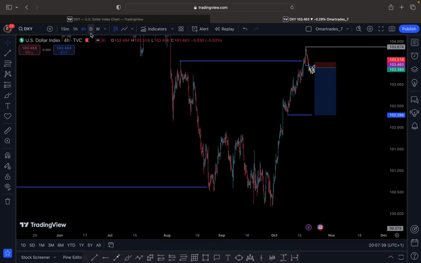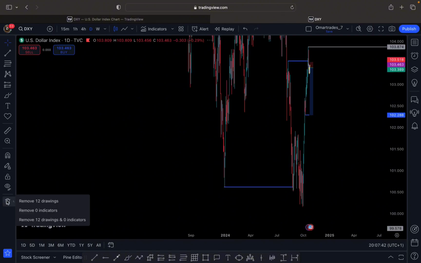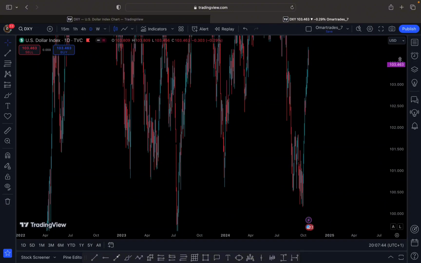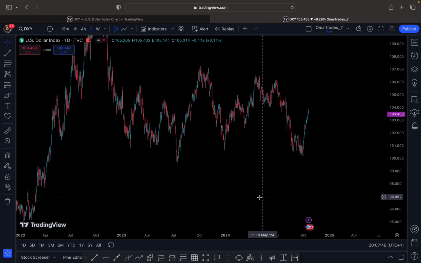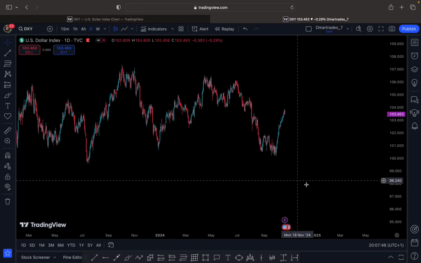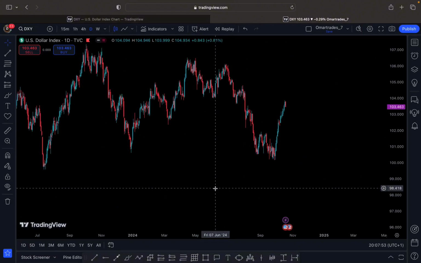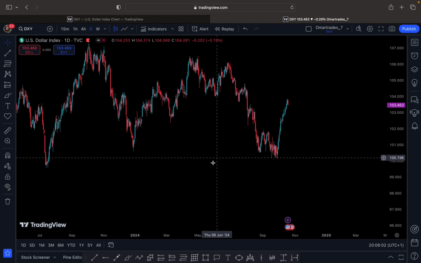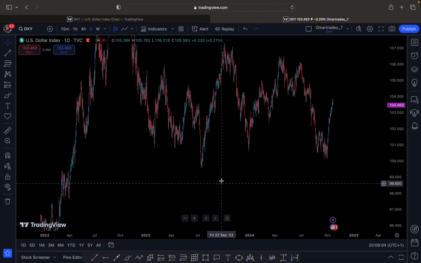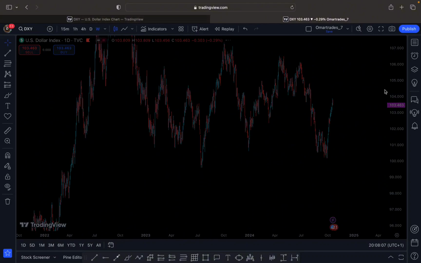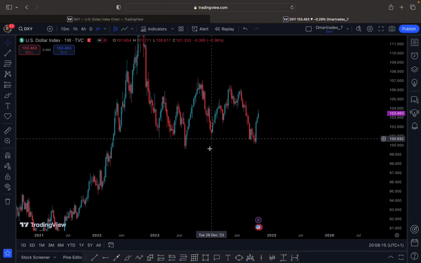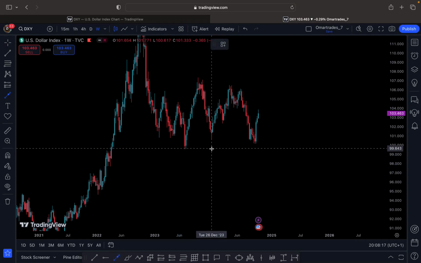So now we have the DXY right here. I think last week was the momentum week, and then I believe this week, early in the week, the market is going to accumulate some volume before we see the momentum begin to kick in, probably the Tuesday London session, or maybe the Wednesday London session. We're here on the weekly on DXY.